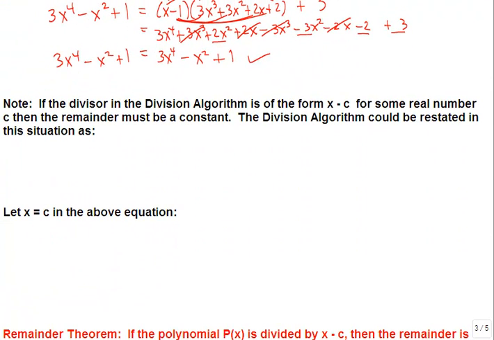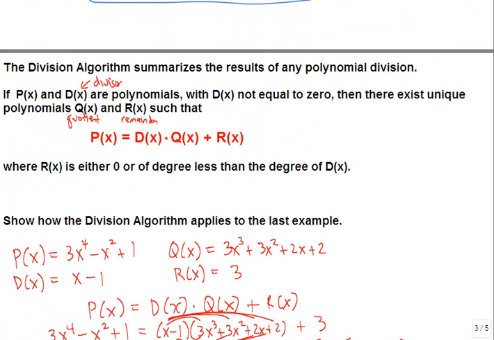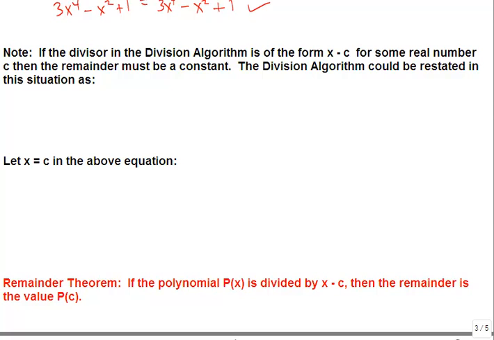Now note in this division algorithm that if the divisor is of the form x minus c, which it usually is, most of the time we're dividing by linear factors, then the remainder, remember, has to be either 0 or degree less than the degree of the divisor. So if the divisor is of degree 1, then a degree less than that would have to make it a constant.